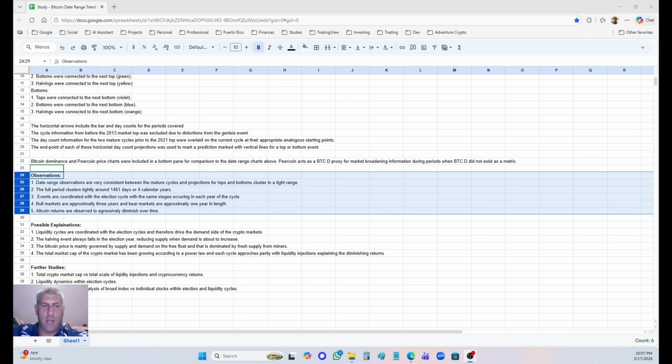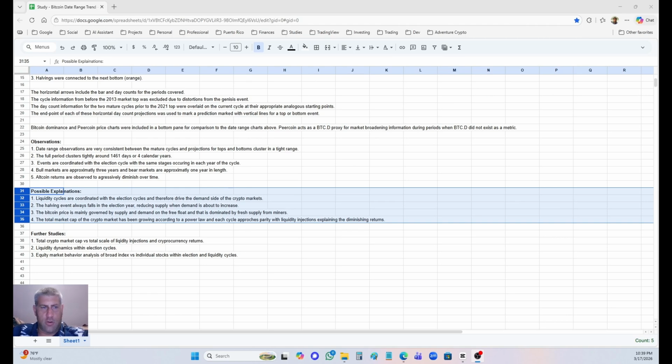Date range observations are very consistent between the mature cycles, and projections for tops and bottoms cluster in a tight range. The full period clusters tightly around 1461 days, or 4 calendar years. Events are coordinated within the election cycle, with the same stages occurring in each year of the cycle. Bull markets are approximately 3 years, and bear markets are approximately 1 year in length. Altcoin returns are observed to aggressively diminish over time.